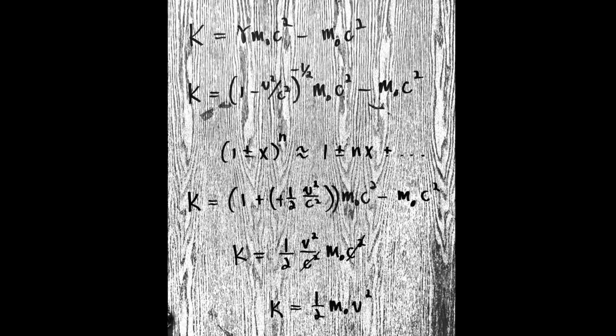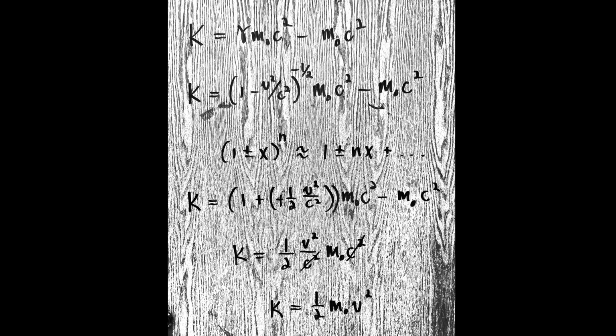K equals gamma m naught c squared. Let me insert the gamma again so that my kinetic energy is in fact equal to 1 minus v squared over c squared to the negative 1/2 power, times m naught c squared, minus m naught c squared. So all I've done is reinserted gamma so I can see the full thing.